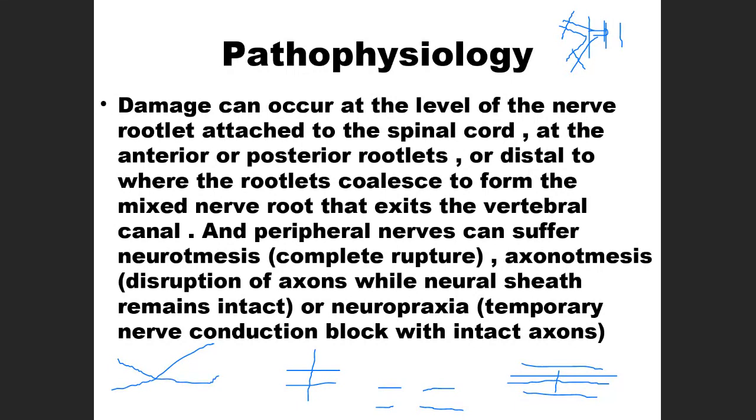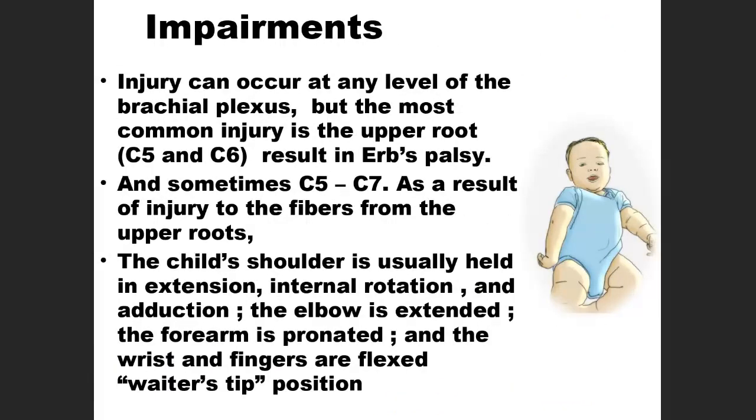There is a compression on the nerve due to some external force, and when you release the compression, there is no cut actually. So it is a temporary nerve conduction block. So these are the three varieties. Either it can be neurotmesis, axonotmesis, or neuropraxia. Neuropraxia usually recovers very well. In axonotmesis there are good chances of recovery, but neurotmesis requires surgery for improvement.